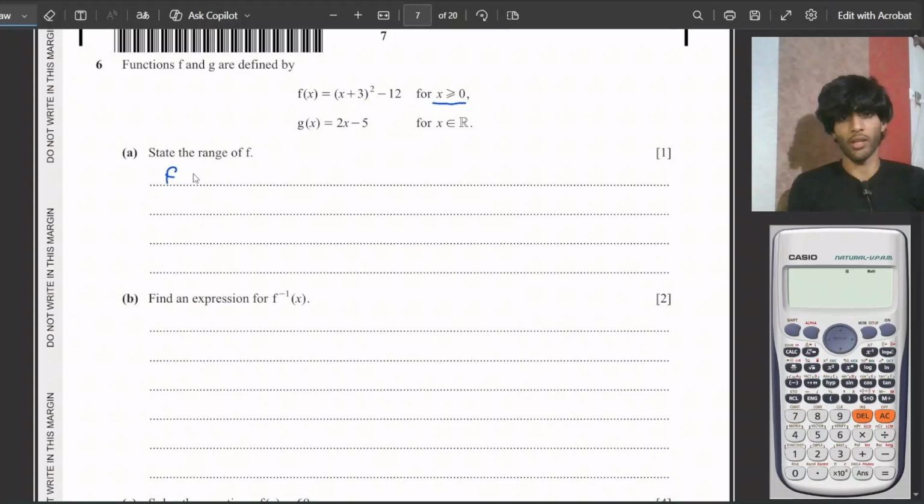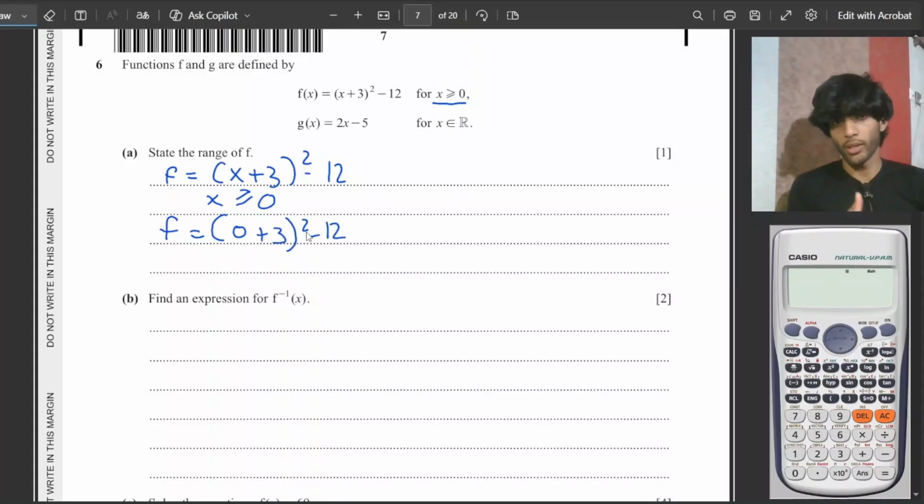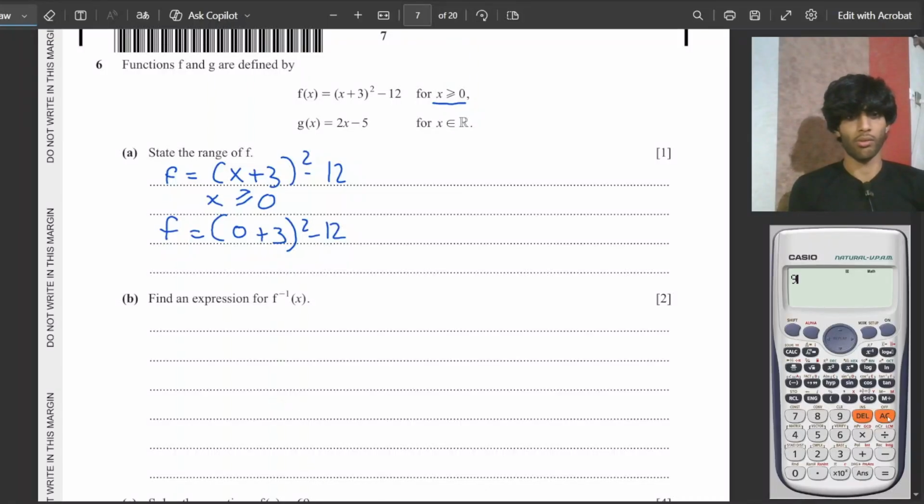Well, the first thing we have is f of x, which is (x plus 3) squared minus 12, and the domain for this is x greater than or equal to 0. Therefore, for x I can put a 0 over here, then plus 3 squared minus 12. So what's 3 squared? 3 squared is 9. 9 minus 12, I believe that is going to be 4. Actually, it's equal to minus 3. So f is equal to minus 3.